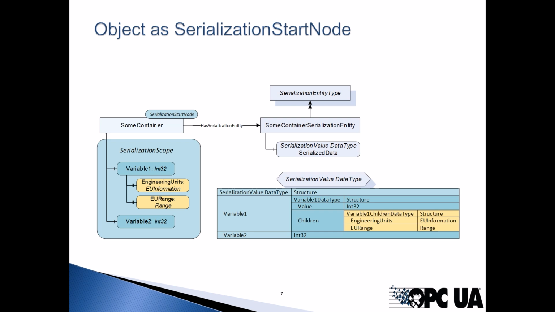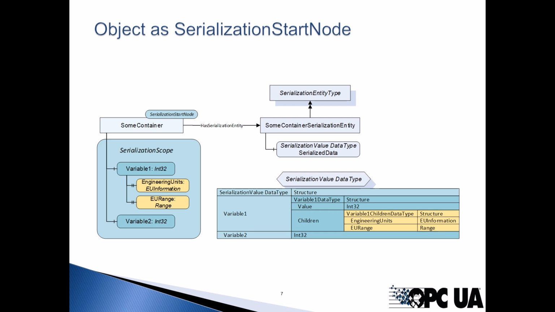The nested structure data type of the serialization value maps the node tree levels and reflects the hierarchy of the node tree. The serialization value data type is a structure data type with two fields for variable 1 and variable 2 as direct descendants of the sum container object. Since variable 1 has children, it is represented by a structure data type with a value field and a children field. The value field represents the value of variable 1 and has the same data type, which is int32.